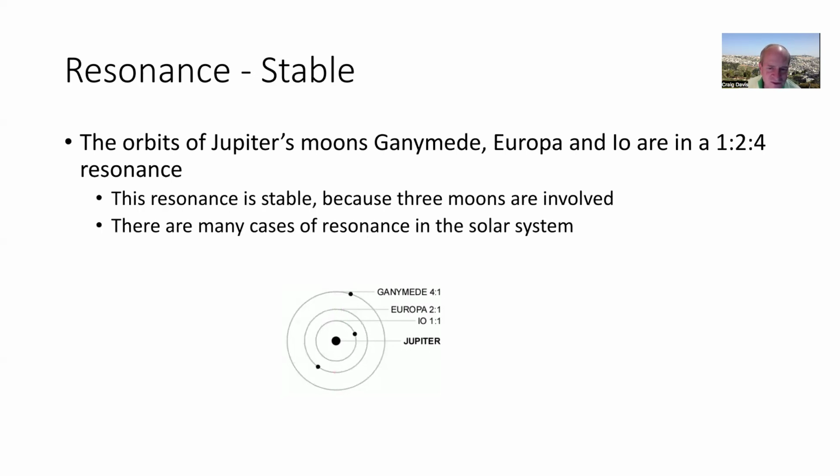This resonance is stable because there are 3 moons involved. If there were 2, this would actually not work. But there are many cases of resonance in the solar system. Like I said, this is stable. I want to show you an example of one that would not be stable.